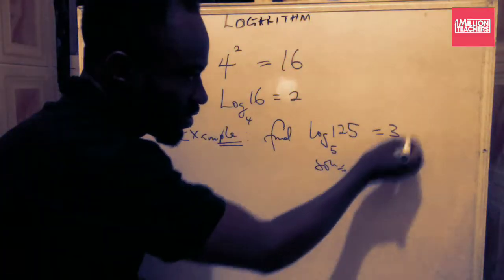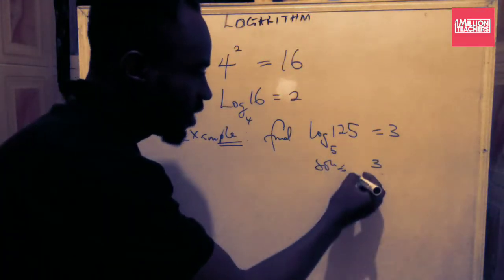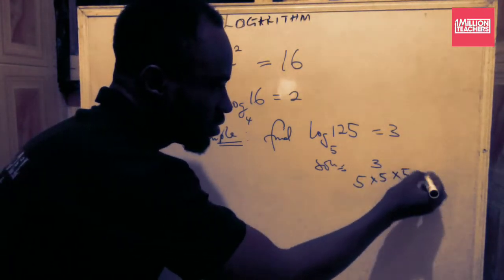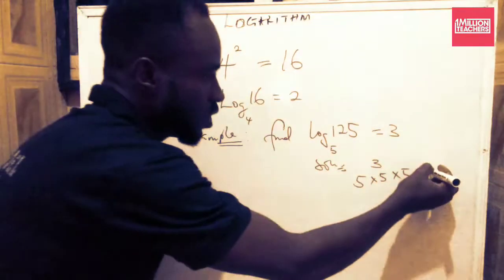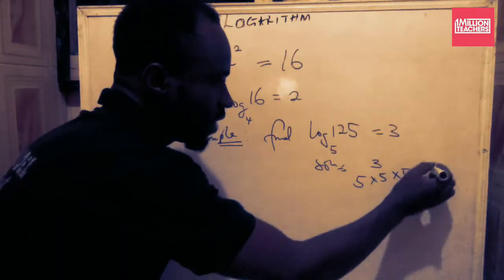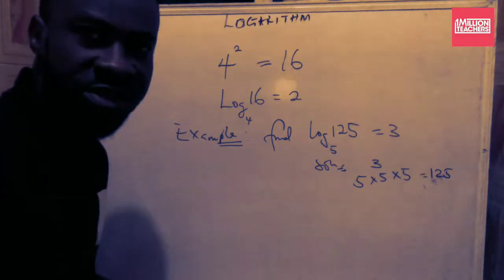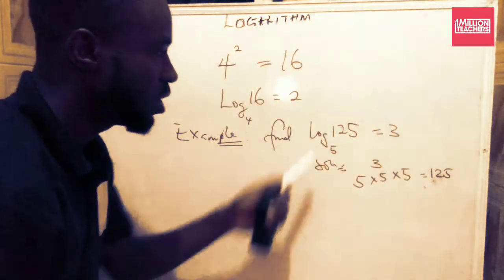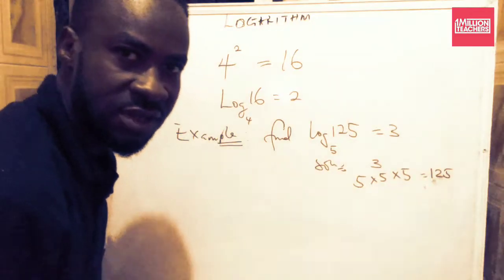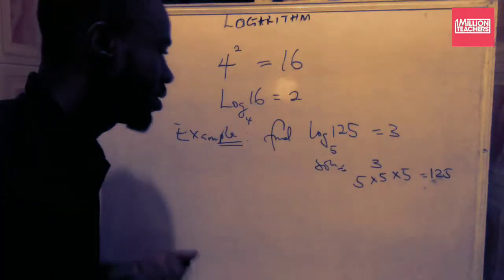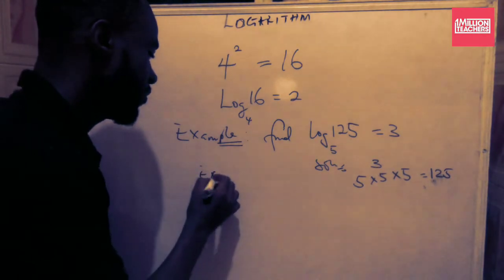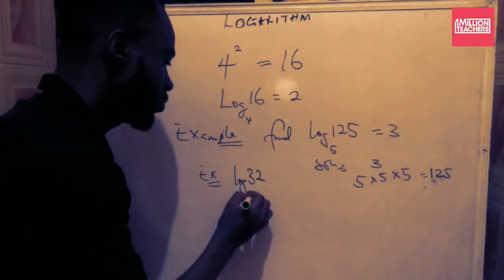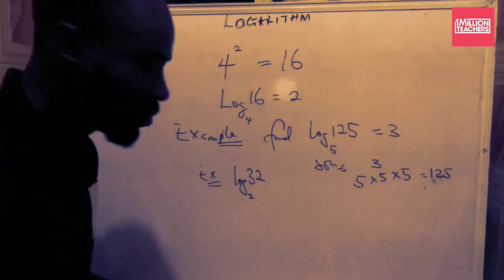Because why is the answer 3? Because when you multiply this 5 3 times, it will give you 125. So you can see, without doing any serious calculation, one can easily tell the value of the logarithm. Let's look at another example. If you are asked to find the logarithm of 32 to base 2, look at this.